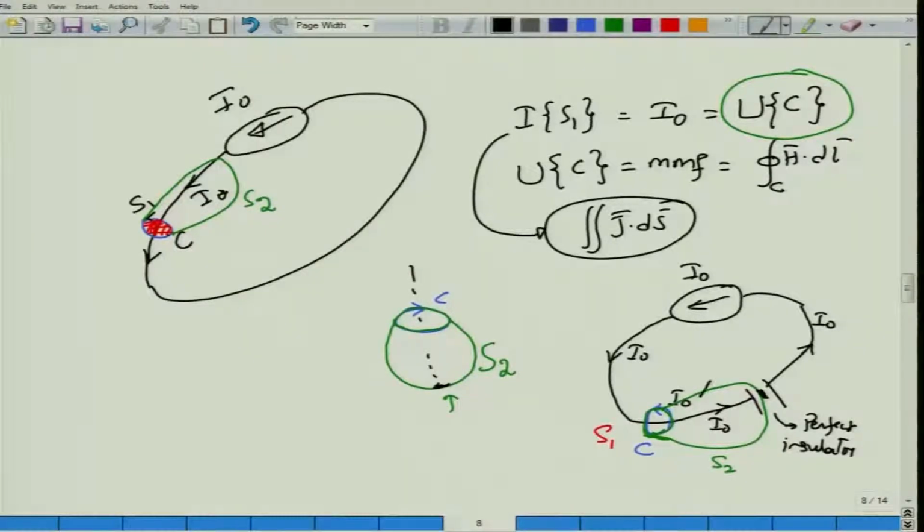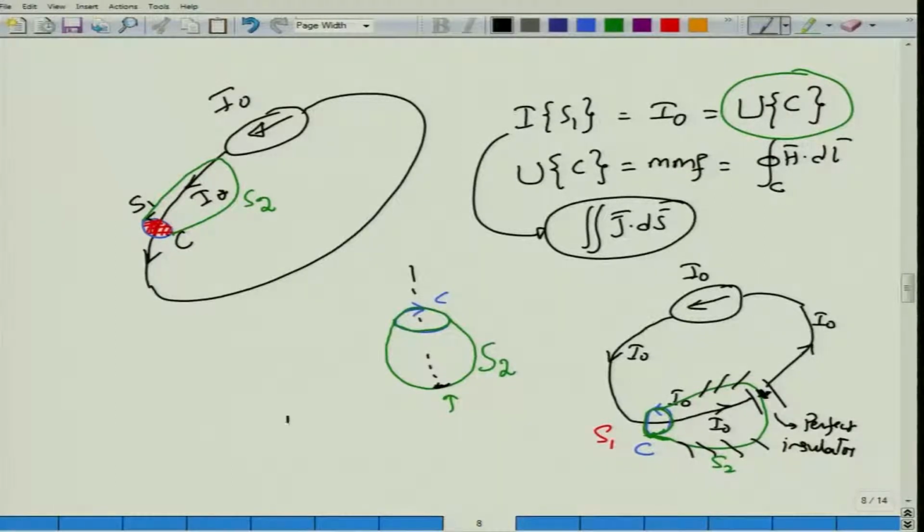So in that case, what would be the current enclosed? Clearly there is no current enclosed here, no current, no current. The only current that should have enclosed is via this way, but there is no wire out there, and therefore there is no current coming out of this surface.